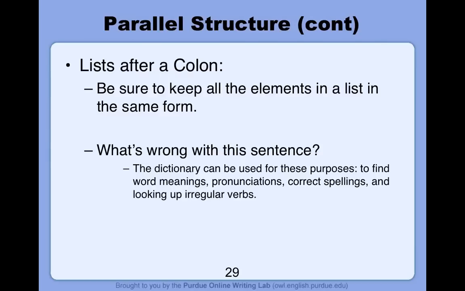So one way to revise this sentence for parallel structure would be, quote, "The dictionary can be used for these purposes: to find word meanings, pronunciations, correct spellings, and irregular verbs." So get rid of that looking up part in there.